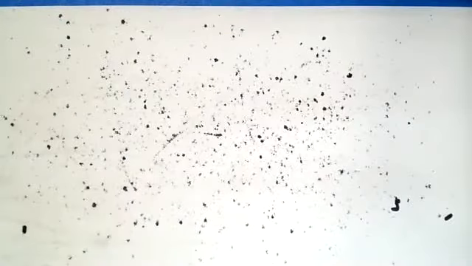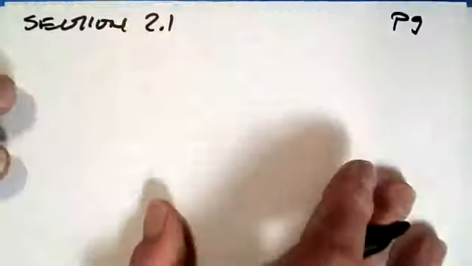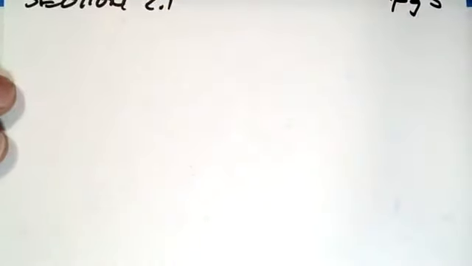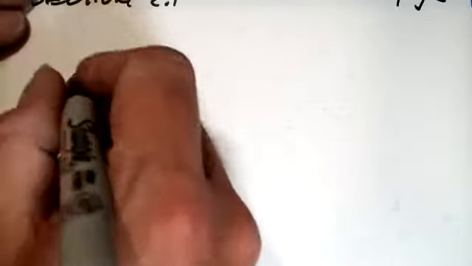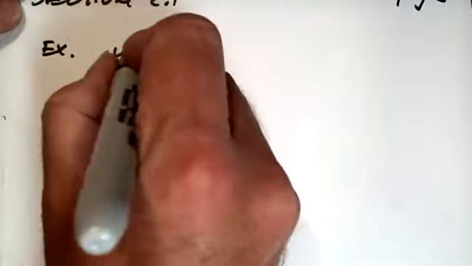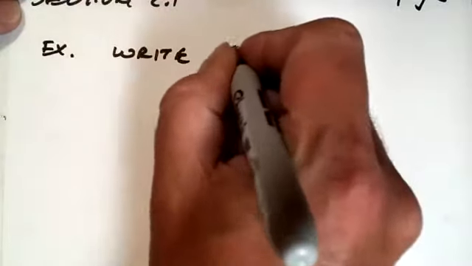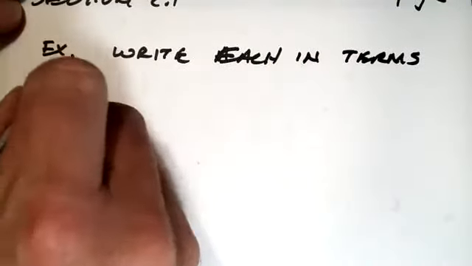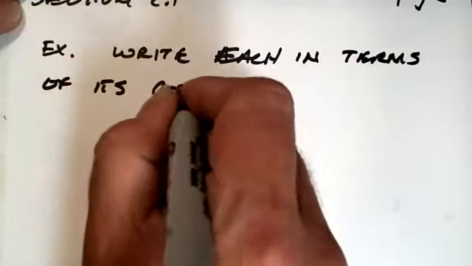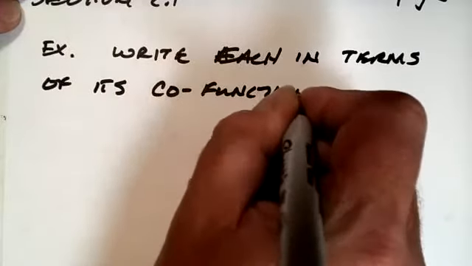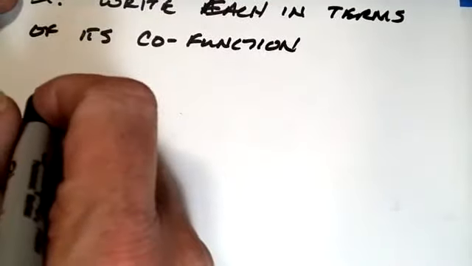All right, so real quickly, I want to write out some examples. Section 2.1. Now we're on page 5, I believe. Let's do some quick examples of some things that you might see in the homework. So write each in terms of its cofunction. I think these sorts of problems are really just designed to get you familiar with the term cofunction. So let's just do a couple of them.